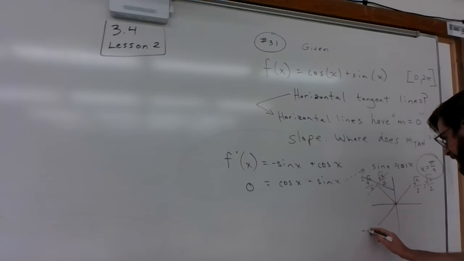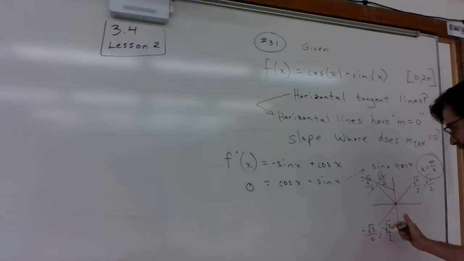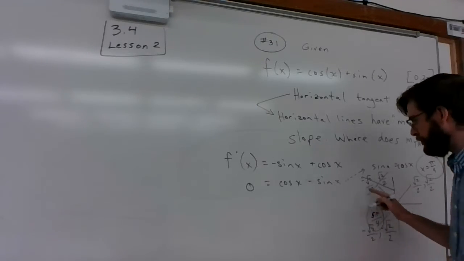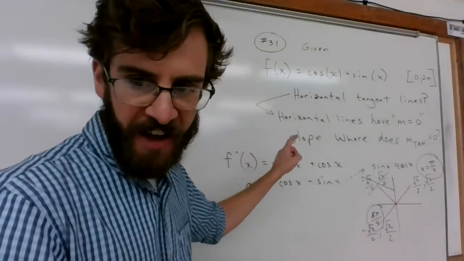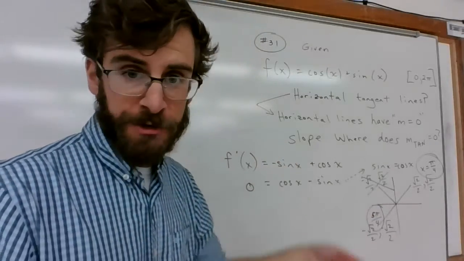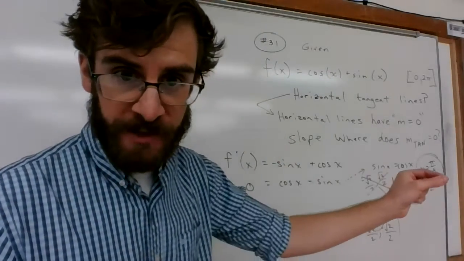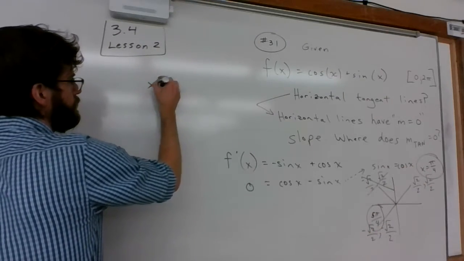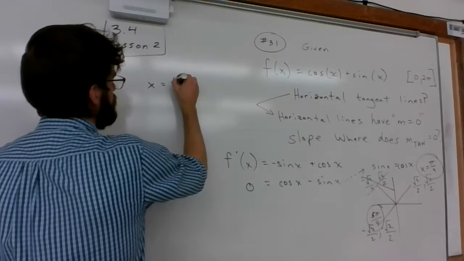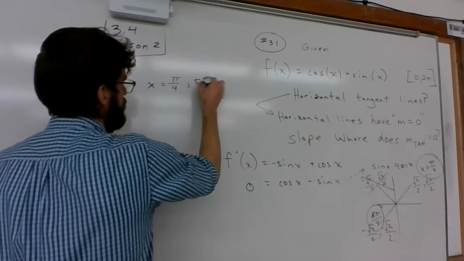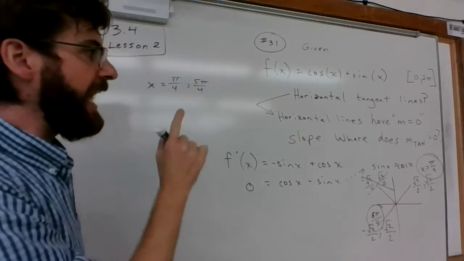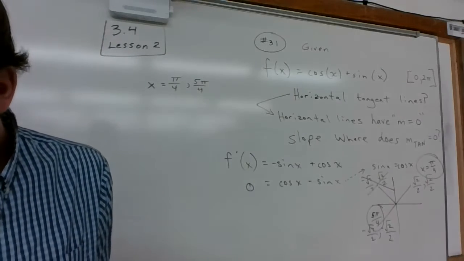Down here, does negative root 2 over 2 equal negative root 2 over 2? Yes. So 5 pi over 4 is another solution to this equation: x equals 5 pi over 4. And then you'll find that in quadrant 4, it doesn't work because one's positive root 2 over 2 and the other's negative. So at x equals pi over 4 and 5 pi over 4, we have horizontal tangent lines.